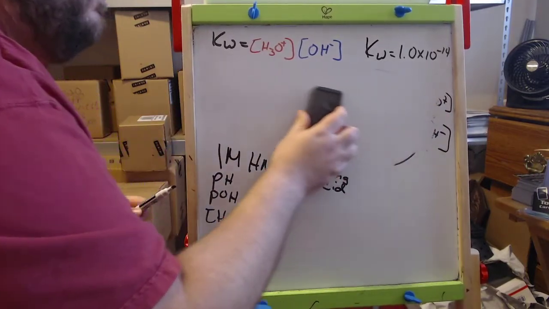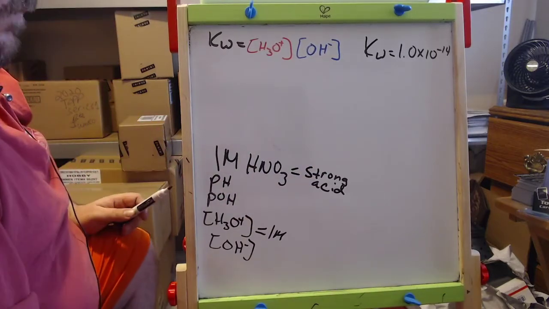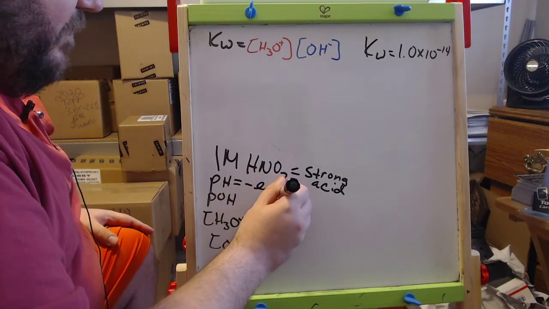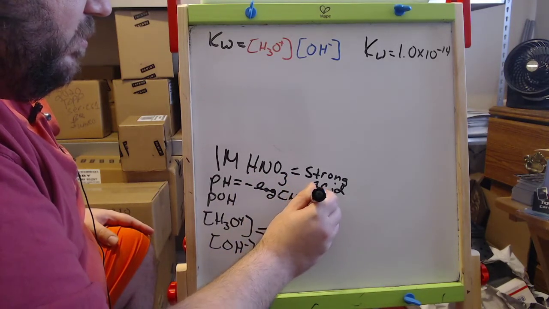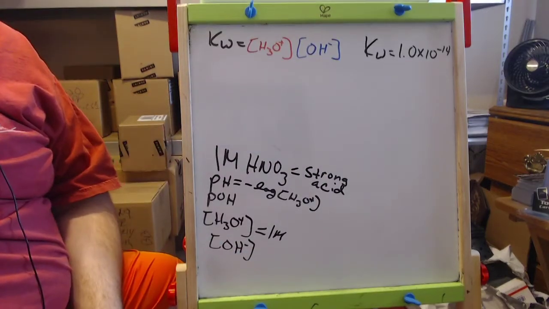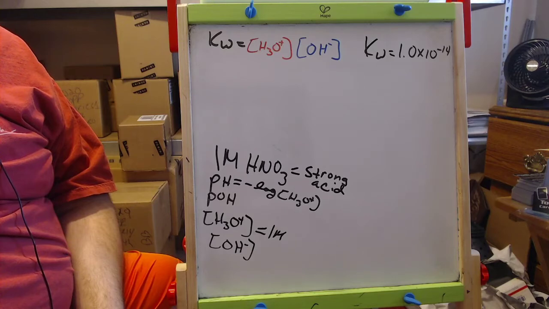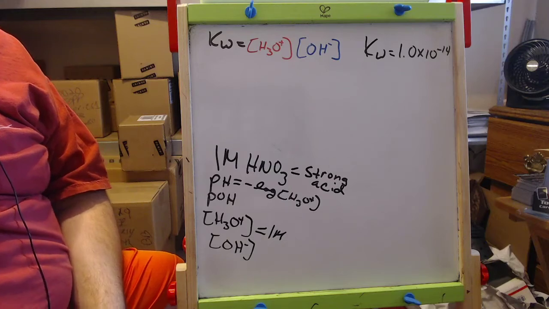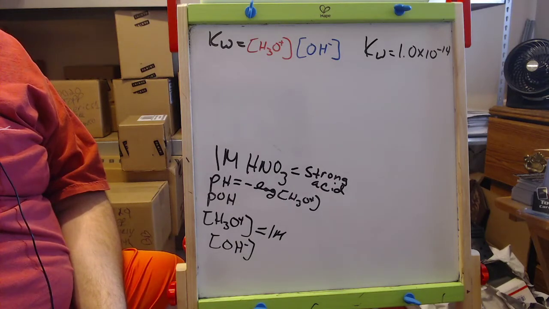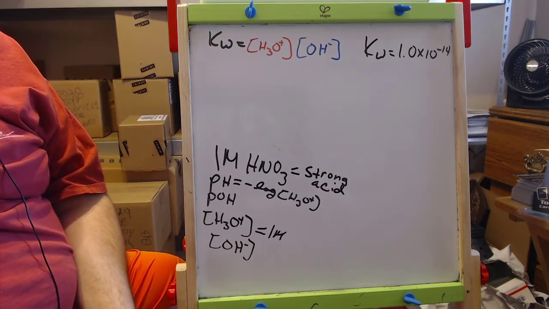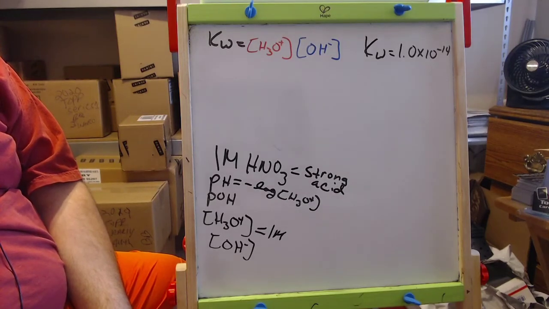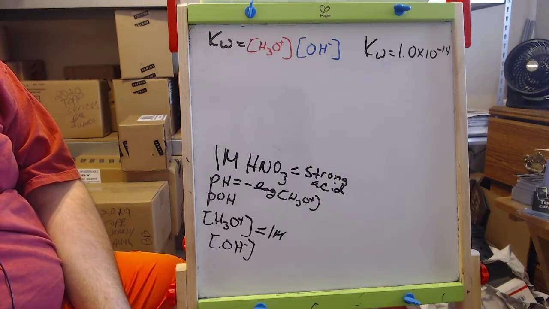Now, let's find the rest. Well, if I want to know the pH, I need to do the negative log of the H3O plus. So I need to take the negative log of 1. And if you take the log of 1, what do you get? What's the log of 1? Or for that matter, the negative log. Without even putting it in our calculator, what's the log of 1? 0. Right, Taylor?